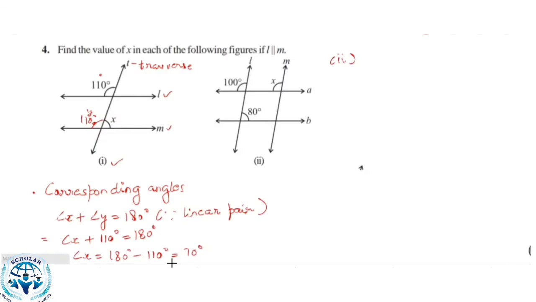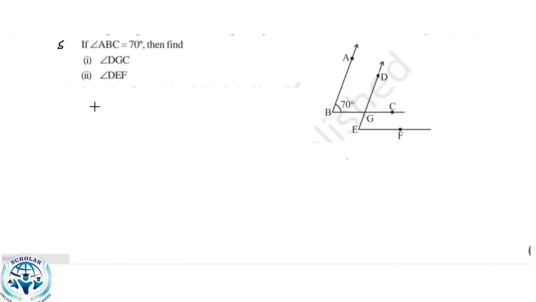In the second one, we have to find out the value of x. The value of x will be 100 degrees as both are corresponding angles. L is parallel to M and corresponding angles are equal. In the fifth one, angle ABC is given as 70 degrees. We have to find out angle DGC.